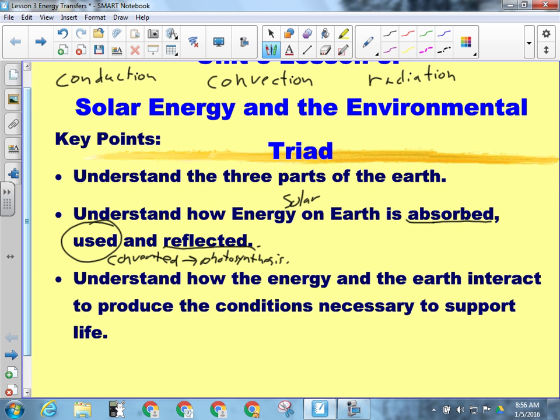Those are really the only three things that can happen to light energy from the sun when it arrives at the Earth. It's going to be reflected, or it's going to be absorbed, or some of both. Or it's going to be converted into chemical energy by plants. All right, making sense so far? Okay.